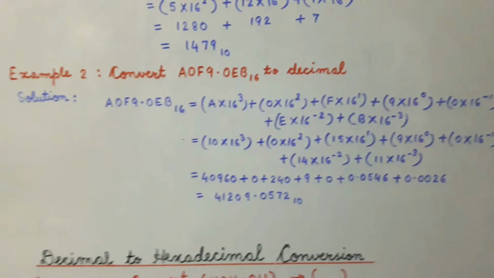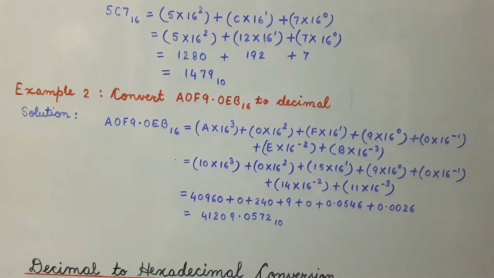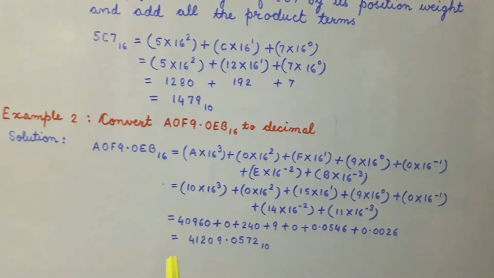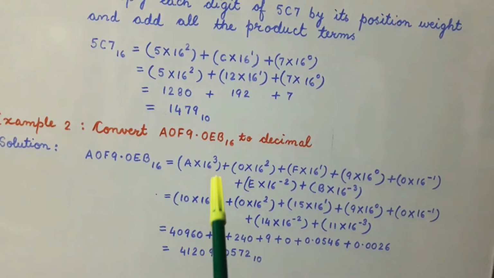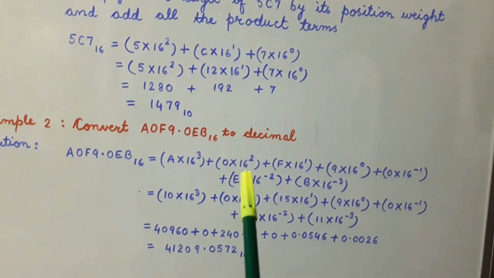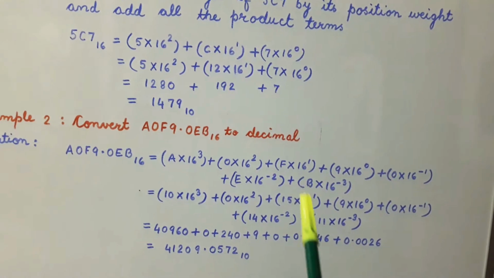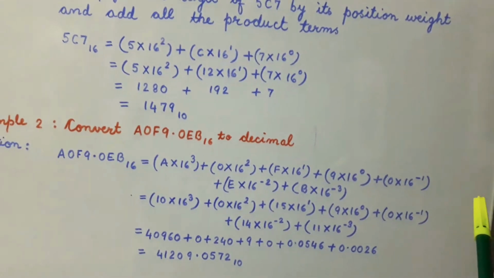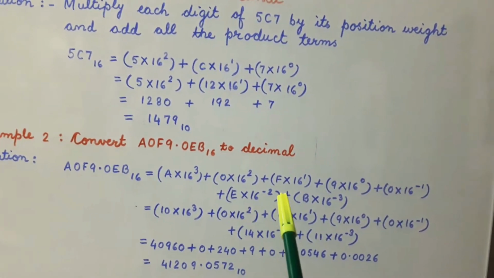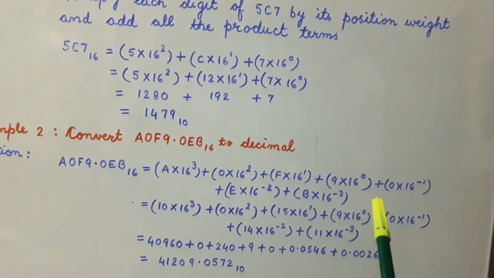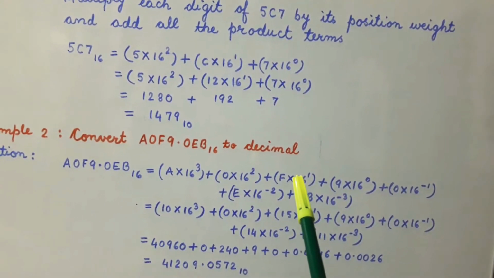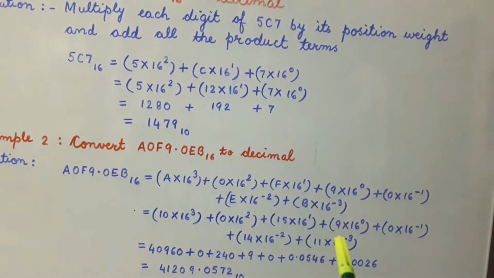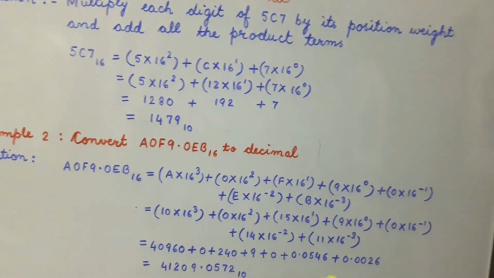In this case, we will follow the same process. If we follow the same procedure as followed above, we will find that this will come out to be A into 16 to the power 3 plus 0 into 16 to the power 2 plus F into 16 to the power 1 plus 9 into 16 to the power 0 plus 0 into 16 to the power minus 1 plus E into 16 to the power minus 2 plus B into 16 to the power minus 3. Now we know that F is equal to 15 in decimal, E is equal to 14 and B is equal to 11. So we have substituted all the values.